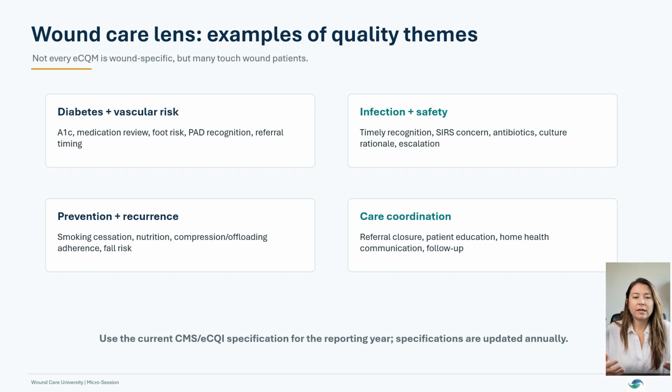Infection and safety measures connect to timely escalation, antibiotics, cultures, and systemic signs. Prevention and recurrence measures connect to smoking cessation, nutrition, compression, offloading, fall risk, and patient education. Care coordination measures are also important because wound care often depends on referrals and communication across disciplines: vascular, podiatry, infectious disease, primary care, endocrinology, home health, and durable medical equipment. The takeaway is that wound care teams should understand the quality ecosystem around the patient, not just wound specific documentation.